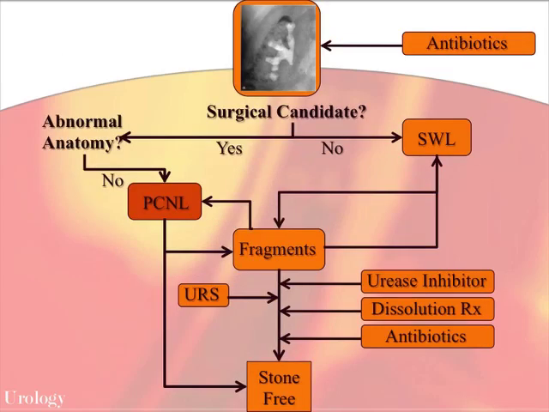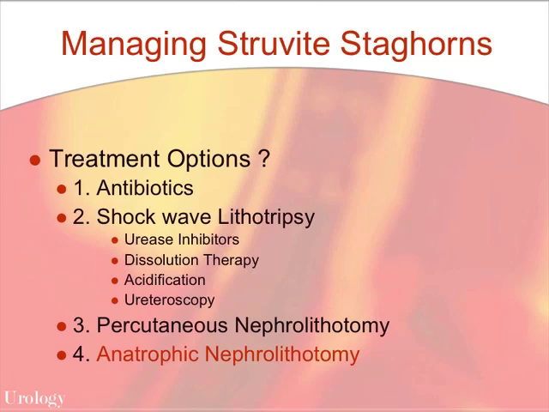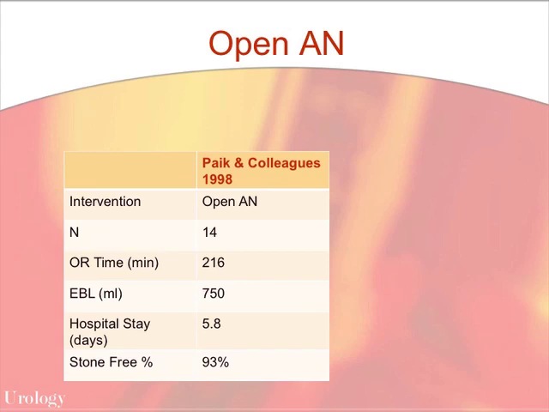Putting it into our flow chart, PCNL is the gold standard, and this is typically what is used for treatment of the Staghorn stones. And if they're a surgical candidate, this should be strongly considered. Our last section, speaking to anatrophic nephrolithotomy, there was a study in '98 that had 14 patients performing open anatrophic nephrolithotomy.